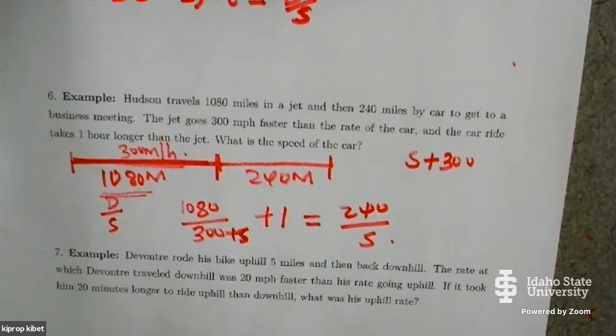Now you use the LCD. So what is our LCD? 300 plus S multiplied by S. And then you cancel that, and then you look for the value of S. And then you take the positive value.